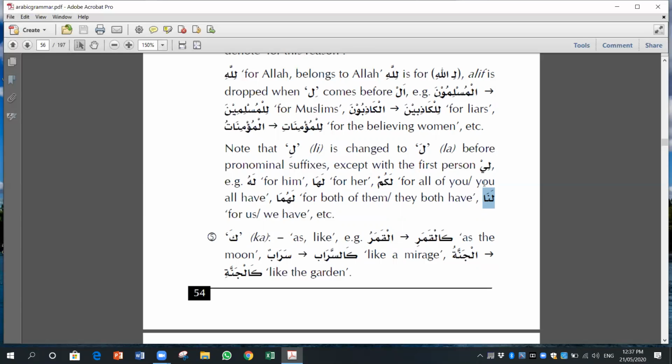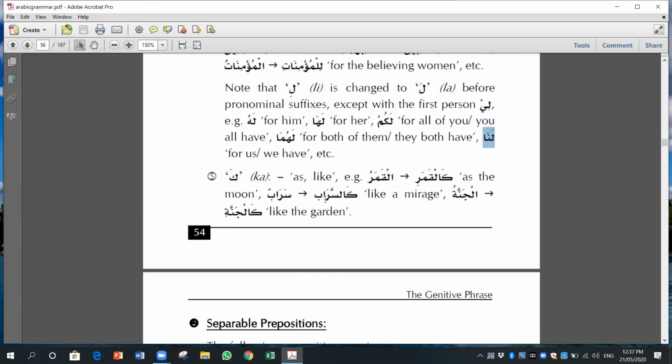Vinita, you want to ask something? No. Alhamdulillah. Okay, so the next letter is ka. Fifth letter is ka. It means like or as. Okay, these are the meanings, and the function is the same. Al-qamaru is normal. It means moon. But when we say kal qamari, it becomes like the moon, as the moon. We say that it is as bright as the moon, right? So kal qamari, as.